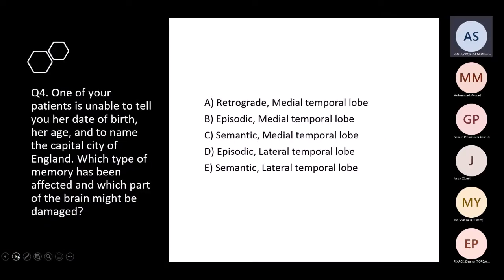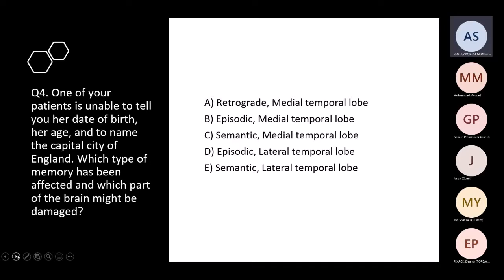So one of your patients is unable to tell you her date of birth, her age, and to name the capital city of England. Which type of memory has been affected and which part of the brain might be damaged? We've moved on now to a bit of neuroanatomy for the last 2 questions of this section. I know it's been a bit of a jumbled up session.